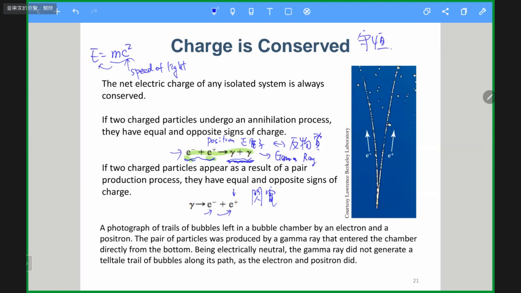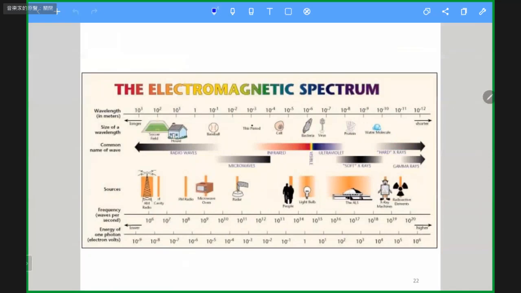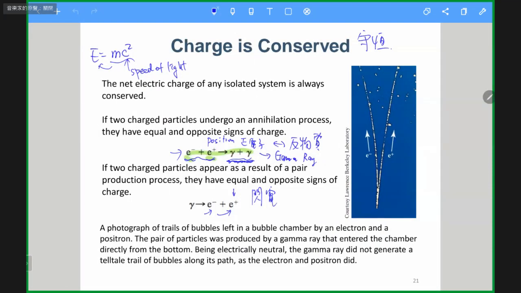Okay, so there are some complicated formulas, but just let you know that we cannot create charge. We cannot diminish charge. So on the left side and the right side, the total charge amount remains the same. So it's called the charge is conserved, or conservation of charge. 电荷守恒.